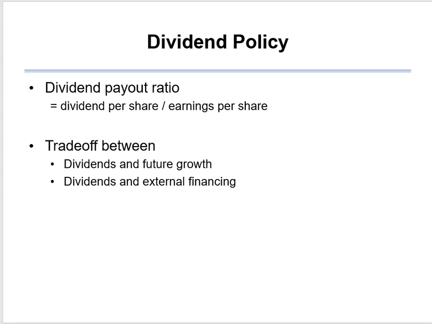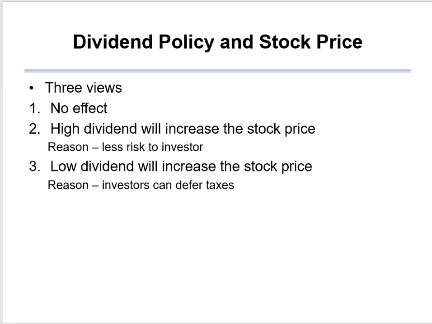And there's a trade-off between giving dividends and future growth. When you're giving dividends, you're paying out cash to the owners. That's a good thing. Now, that means that cash is not available for future growth. So either we're not going to grow, or we're paying those dividends, and to get the cash for future growth, we're going to have to go to external financing. In other words, sell more stocks or bonds.